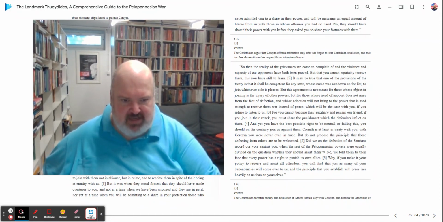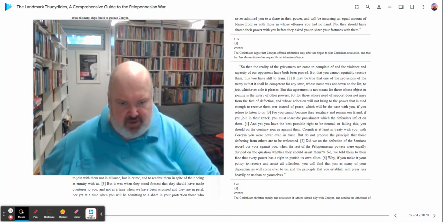It is meant for those who need support, not for those whose defection does not arise from need, and those adherents will bring war instead of peace to any power that is mad enough to receive them, which will be the case with you if you refuse to listen to us. For you cannot become their auxiliary and remain our friends. If you join in their attack, you must share the punishment which their defenders inflict on them.